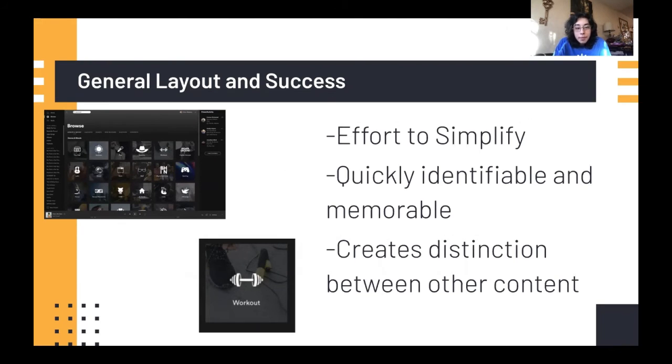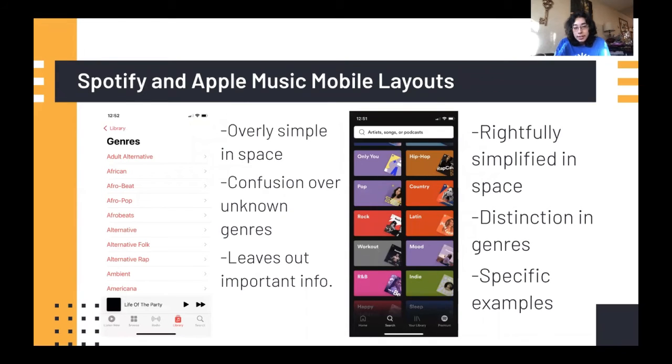So all of these efforts combine for each genre, make it really distinct, and make it really easy to follow what each one has to do with the word workout or the word pop or the word country. It all works together to make a really consistent and easy to read layout using illustrations and graphic design.